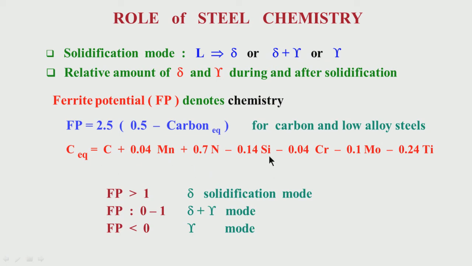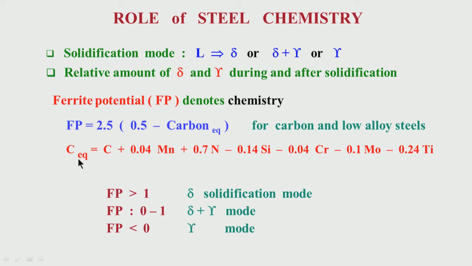Look at the other elements, silicon, chromium, moly, titanium, these are ferrite stabilizers. So, this will decrease the carbon equivalent, unlike manganese and nitrogen. So, minus 0.14, minus 0.04, chromium 0.1. People have found out these figures after a lot of experimentation. So, let us take this equation of carbon equivalent. There are other equations also, but this is the most popular equation, normally used for identifying the carbon equivalent with respect to solidification. There may be other carbon equivalent formulas, but those are with respect to other things.